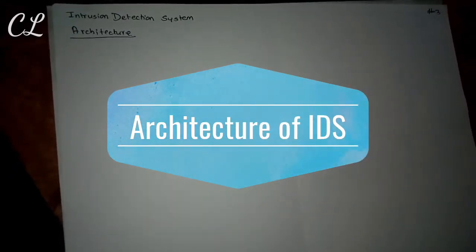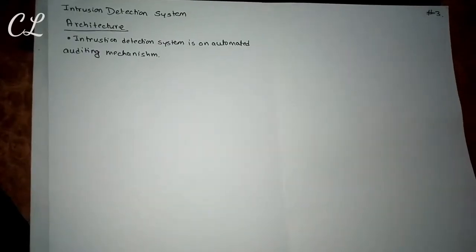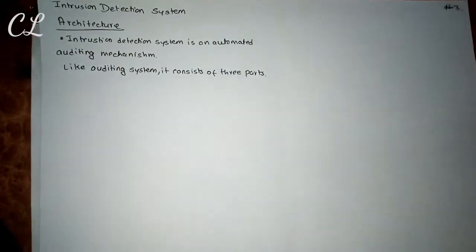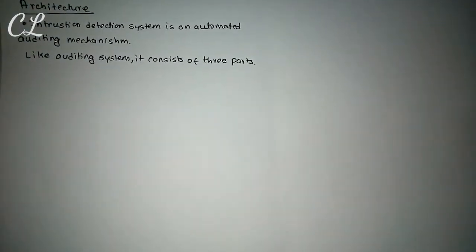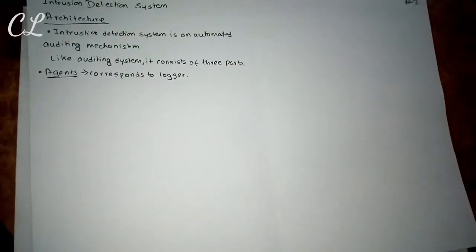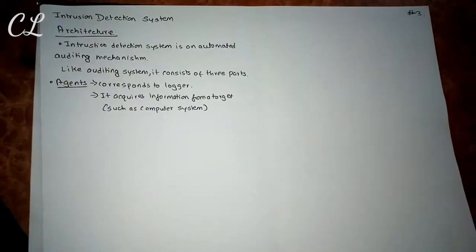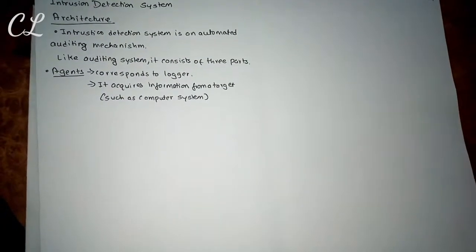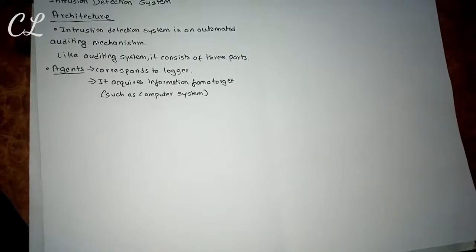Today we are going to learn about the architecture of Intrusion Detection System. Intrusion Detection System is also an automated auditing mechanism. Like an auditing system, it consists of three parts. They are agent, detectors, and notifiers. Agent corresponds to logger. It acquires information from a target, such as a computer system.